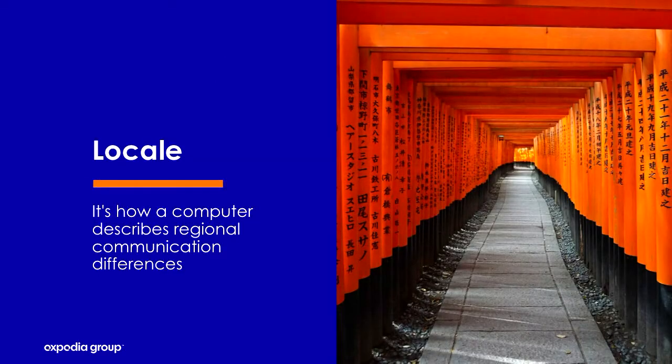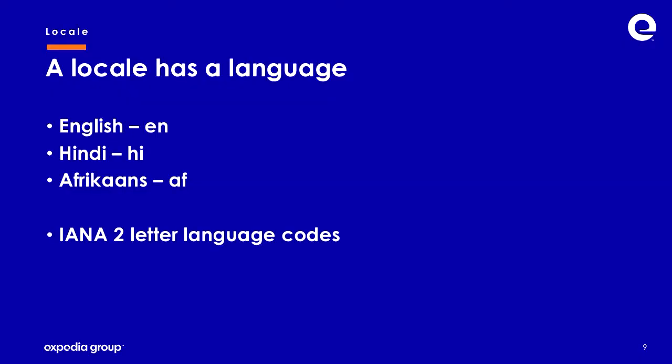Now, the first important concept that you need to understand for localizing is the idea of a locale. So a locale is the word for how a computer describes regional communication differences. It's a way of describing these things for a computer. Now, the first part of a locale is a language, right? English is a language. I'm speaking English right now. I guess everybody in this room is familiar with it. So here's some example languages with their IANA two-letter language codes. That's one part of a locale.